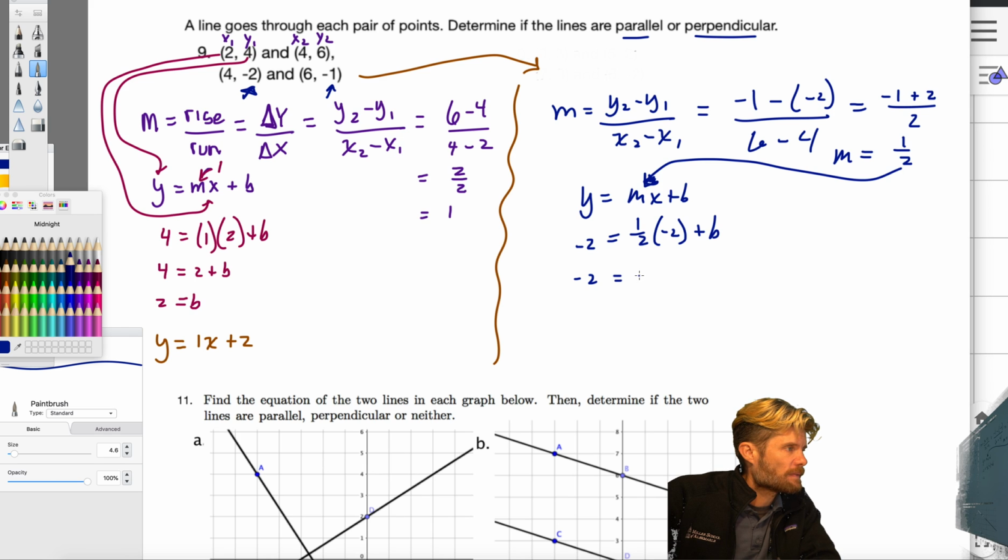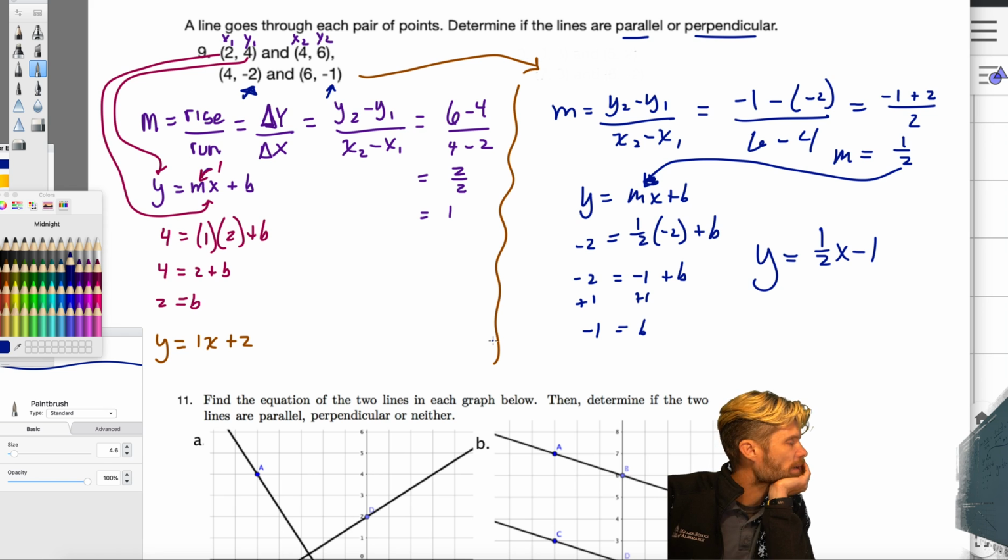So what is 1/2 of -2? That's -1. And then I'm going to add 1 to both sides. B equals -1. So my equation for this one's going to be y equals 1/2 x minus 1. So these right here are neither parallel, and they're not perpendicular either. So that one didn't work.